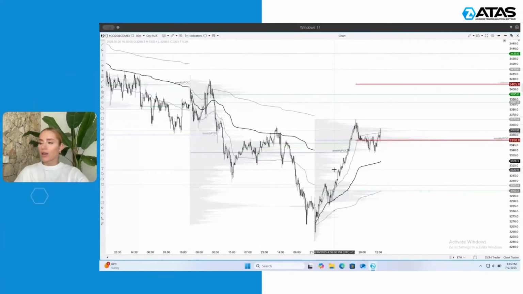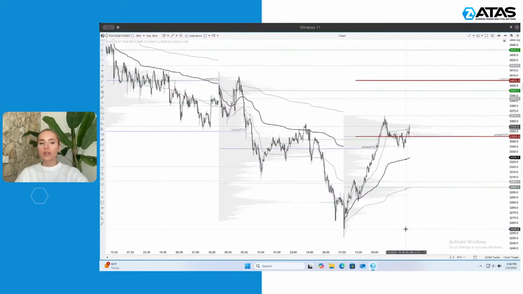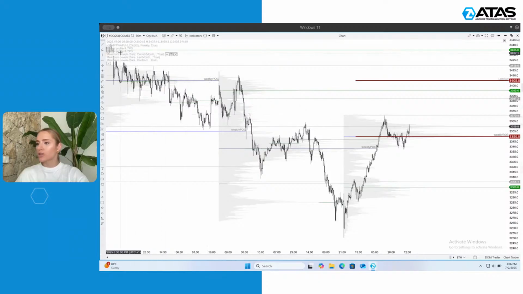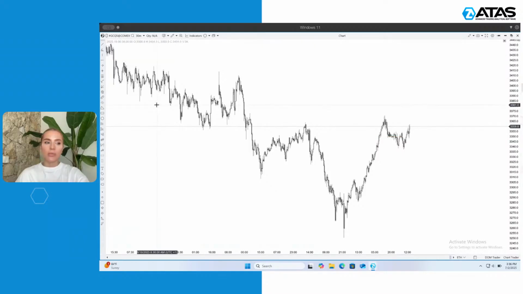There we go. So this is a GC chart currently. This is gold on a 30-minute time frame. And now, as we are on the ADAS platform, let me show you how to add this indicator to your chart. Let me hide this one and imagine that we don't have anything on the chart, so we can go ahead and add it together with you.